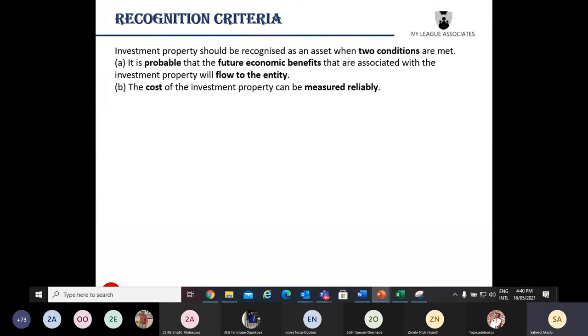Okay, this is what I'm talking about. Recognition criteria. There are two different criteria for an investment property. Number one says it must be probable that future economic benefit will flow to the entity. And number two says the cost of the asset must be reliably measured. So are you fine?